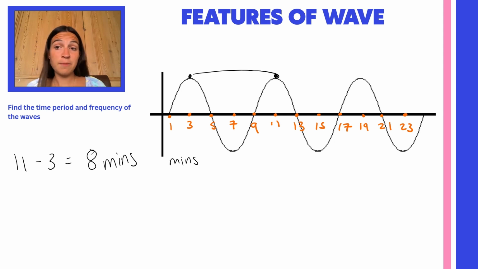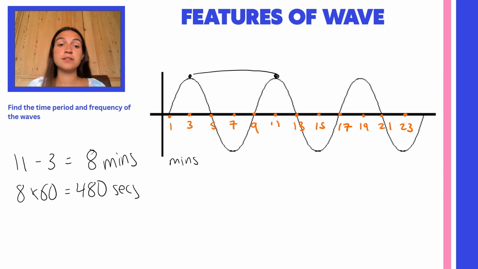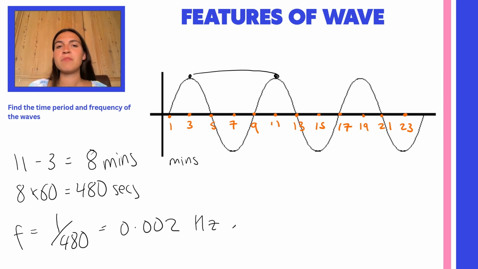So that's my time period in minutes, but I'm going to convert that time period into seconds by multiplying by 60. Because in order to use my equation which relates my frequency to my time period, remember my frequency is 1 divided by my time period, I need that time period to be in seconds. So that's 1 divided by 480, which is 0.002 hertz, because hertz is my unit for frequency.